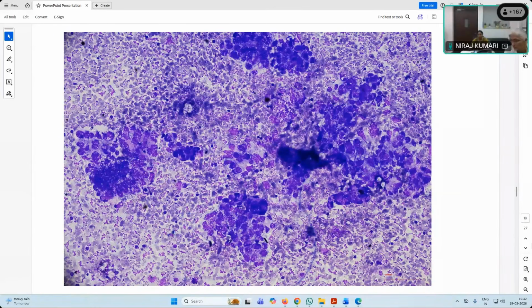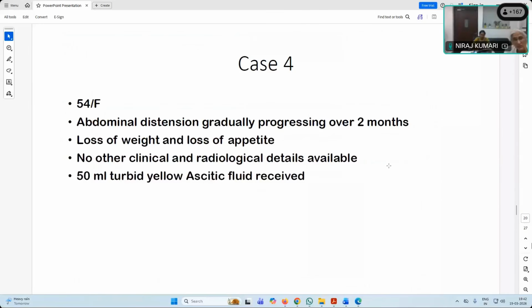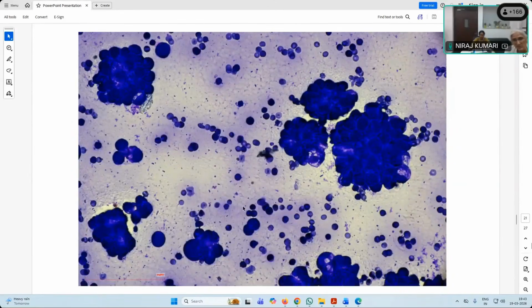Okay, so we move to the next case, the fourth case. So this is a 54-year-old female. She presented with abdominal distension, which is gradually progressing over 2 months. She also gave the history of loss of weight and loss of appetite, but no other clinical or radiological information was given. And we received 50 ml of turbid ascitic fluid. So now these were the smears or the images which were given to you.